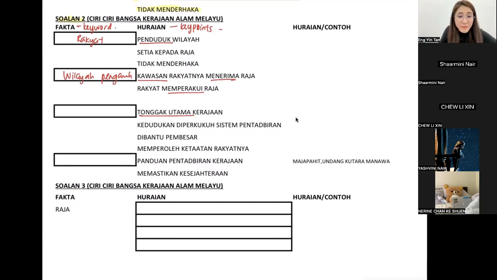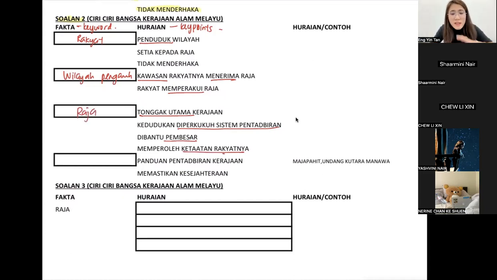Tonggak utama. The moment you see tonggak utama, okay, maybe you're not sure. You don't remember, it's okay. Practice revision. Next point, they say, okay, his position is being strengthened by the government, dibantu oleh pembesar, taat setia rakyat. The moment you see rakyat and pembesar, you know lah, it's the king.